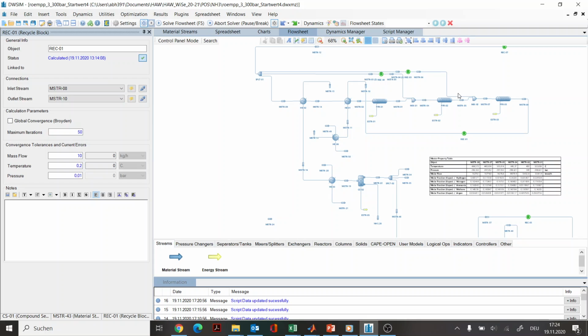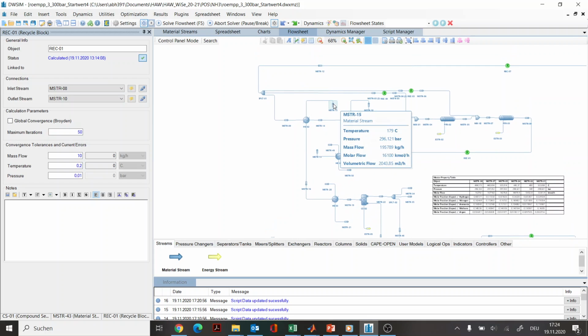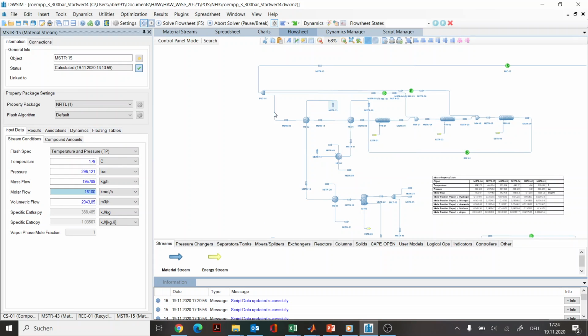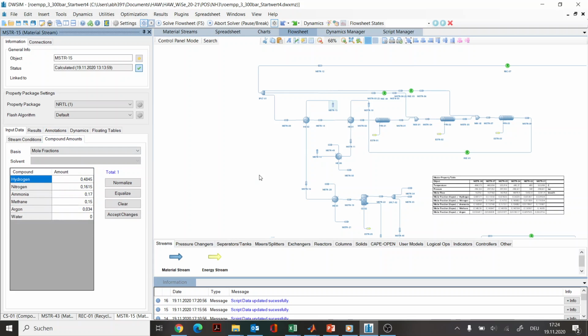Okay, so here's my material stream where we want to start, 16,100. Here's the composition, as I already told you. And if we have it like this, then we can say, okay, solve simulation. Then I always don't get confused here in the splitter for the purging.